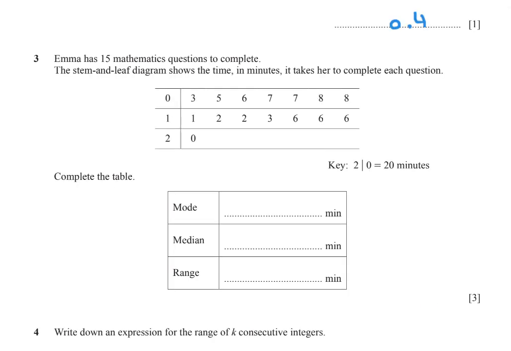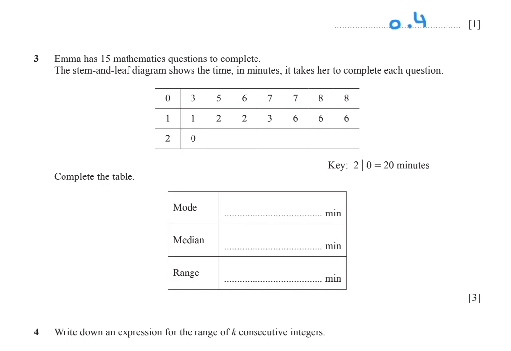Number 3. Emma has 15 mathematics questions to complete. The stem and leaf diagram shows the time in minutes it takes her to complete each question. Complete the table. Mode: how to find the mode. Mode is the most common or the most repeated.